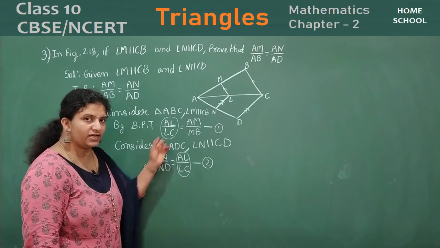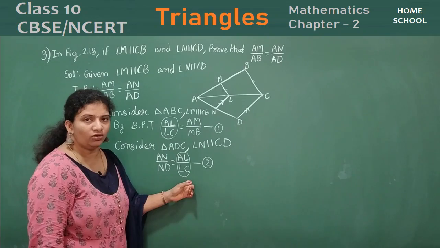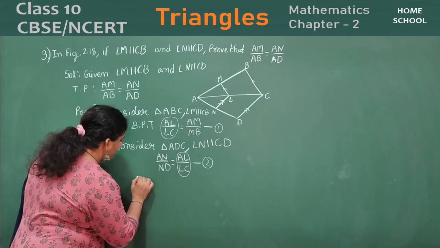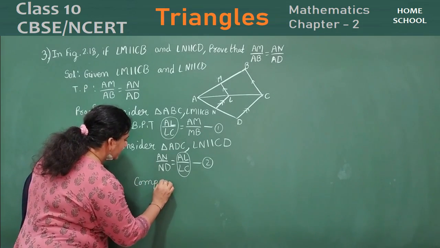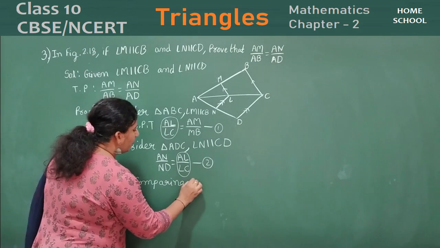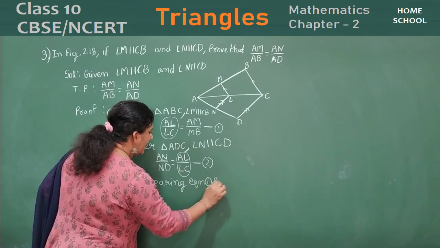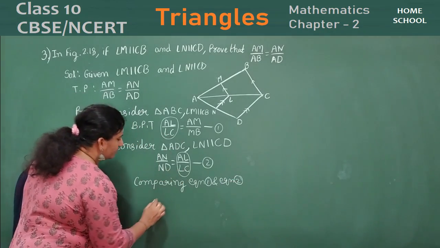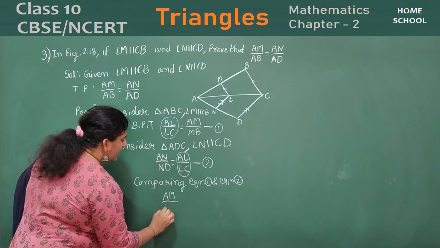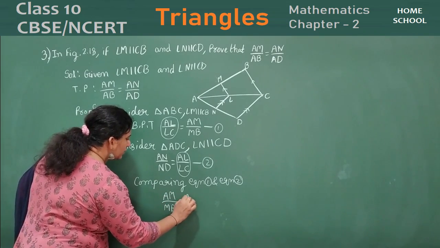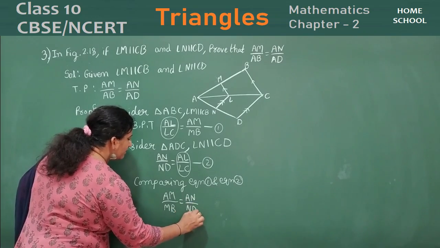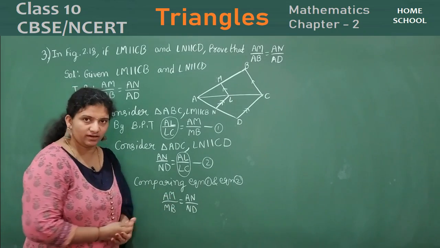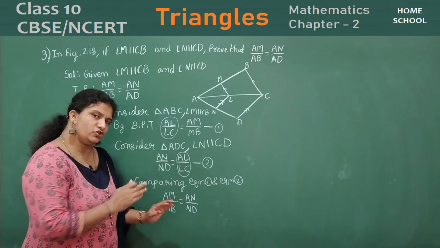Do you know this? A is equal to B and C is equal to A, so you can equate these two. So how do you equate? On comparing equation 1 and equation 2, what are you going to get here, children? On comparing, I will write AM by MB is equal to AN by ND. Now, we stopped in our last session up to here, right? So, if your question is this, you can end up here.